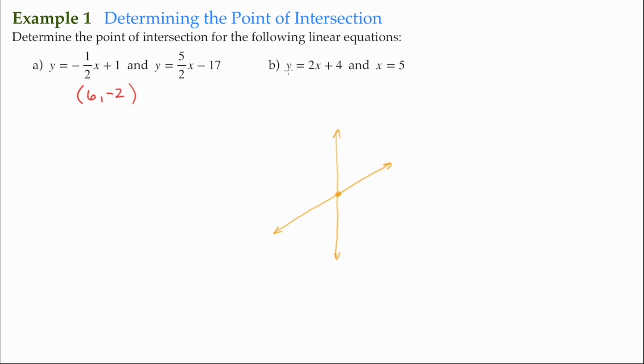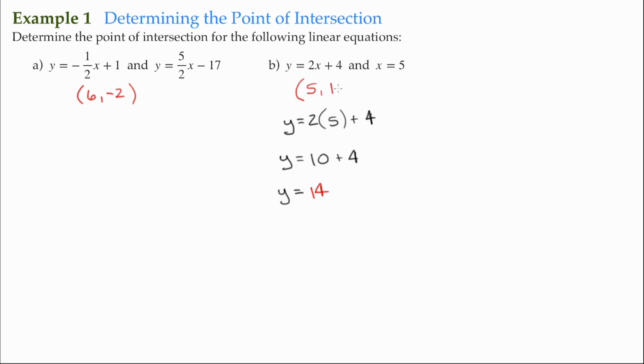We just have to find the y coordinate. So we simply take the value for x and slug it in here and solve for y. So we have y is equal to 2x and x is 5, plus 4, so y is equal to 10 plus 4. And of course, y is equal to 14. So the intersection happens at 5 and 14. And there we go.